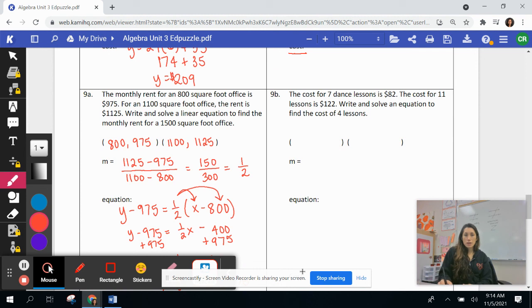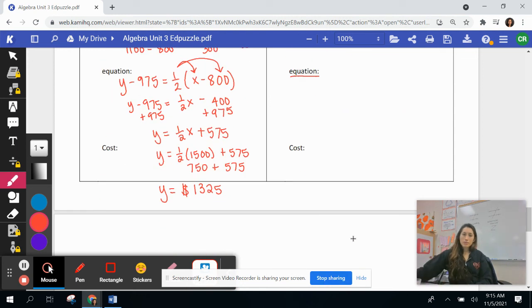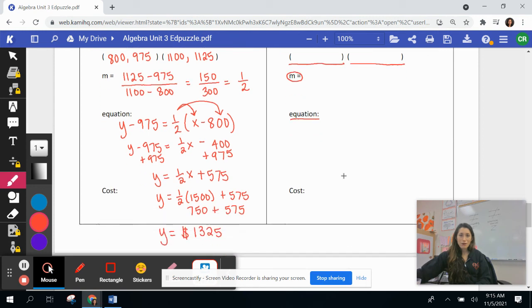All right, go ahead and give me the first coordinate on this next problem. Give me the second coordinate. Okay, find the slope. Write the equation. And give me the cost for 4 lessons. And that's the Edpuzzle.